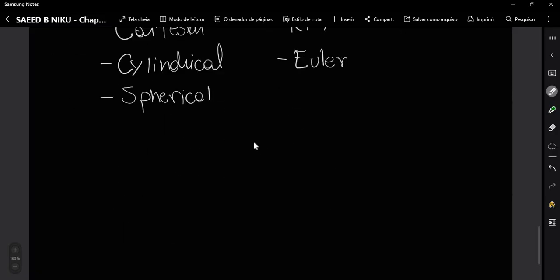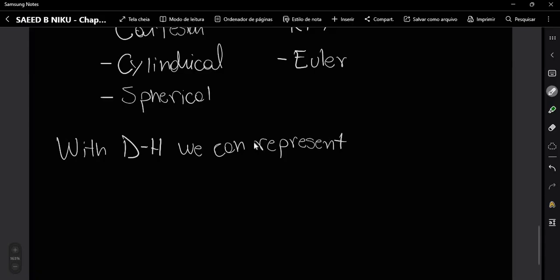So with DH representation, we can represent any possible combination of articulations and links.